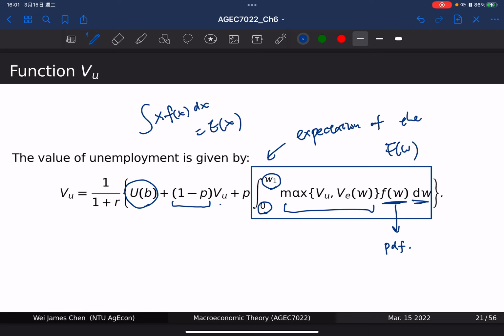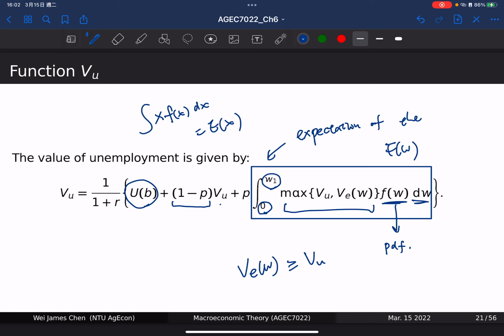Only when VEW is greater than or equal to VU, I will accept it. Otherwise, I would turn down the job and keep taking VU. If VU is better for me, I would take VU. If VEW is better for me, I would take VE of W. That's why I'm taking a max here. I can choose between these two and always pick the max, basically.